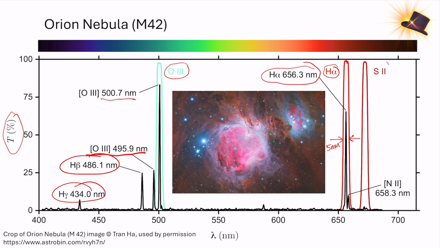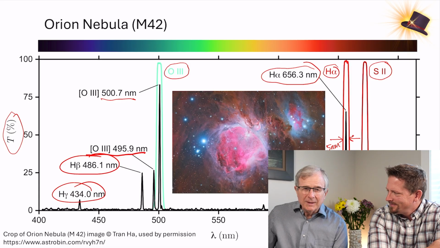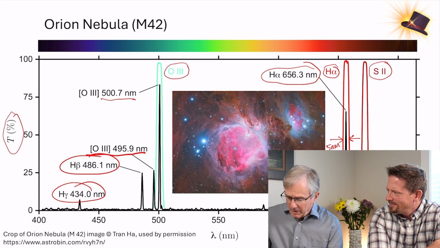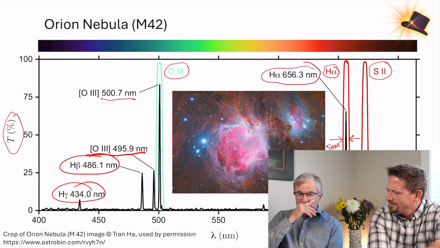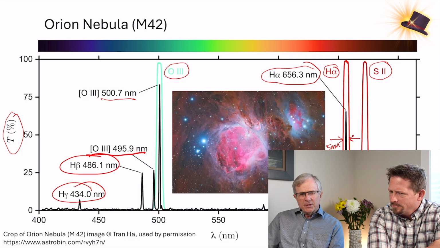And then finally, the sulfur filter. What sulfur line? There's nothing here, which is an important thing to point out. The OIII Nebula is a standard diffuse emission nebula. It doesn't produce much sulfur.